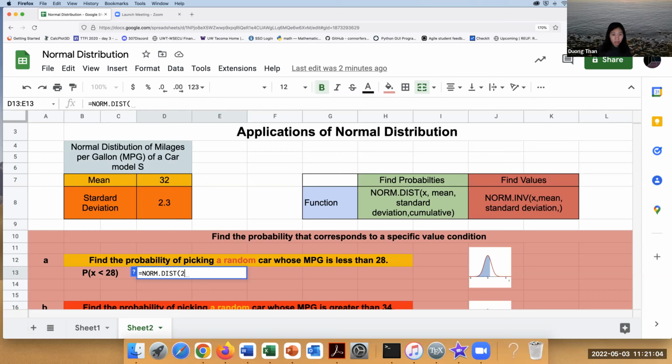So first you want to add the value of interest, which is 28. And since this is the probability on the left of 28, this normal distribution function will give you the probability on the left of a certain value. All right, and then you want to enter the mean, standard deviation, and the cumulative, which is true. Okay, so that will give you about 4.1% of the time that you can pick a random car whose MPG is less than 28. This is the area on the left problem.